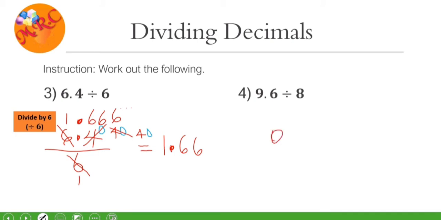So 9.6, and we're going to divide by 8. So we divide it by 8. Good. So now I'm going to go ahead and say 8 into 8, and that is going to give me 1. And then I'm going to divide 8 into the 9.6.